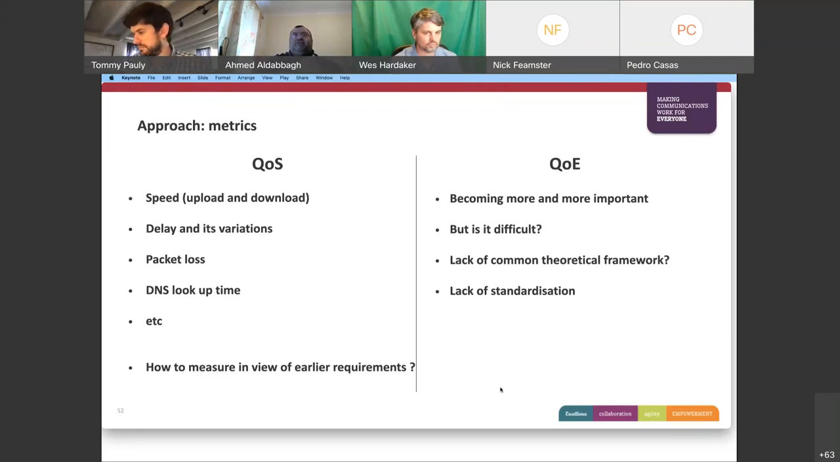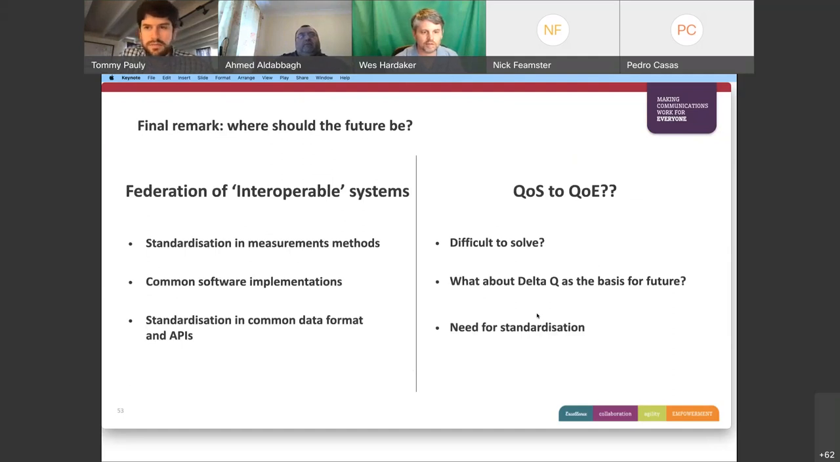I won't talk about the quality of service metrics. This is bread and butter for you, and certainly for us, and has been for years, and it will continue to be. But I think it isn't just about metrics, as we found. It's metrics plus how to measure, the methodology for measurement, and also the software implementation of those methodologies. You can have the same metric being measured in two different ways and get different answers. Quality of experience is becoming more and more important. Listen to the discussions today. There's been a suggestion that it's difficult. However, we still see commercial companies selling quality of experience systems for a nominal fee. I think there's a common theoretical framework that needs to be worked out here of some sort. Also, of course, standardization is absolutely prevalent.